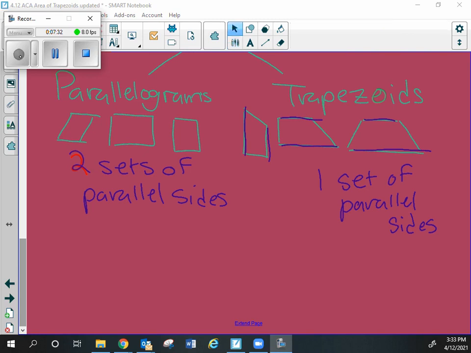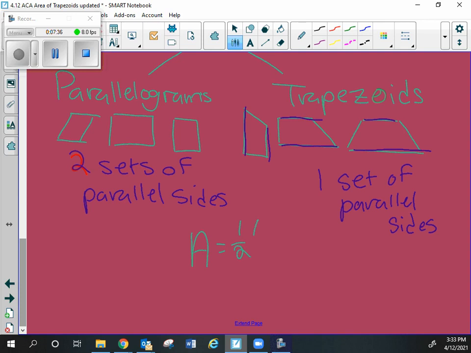A equals 1/2, in parentheses, base 1 plus base 2. Okay, that's a whole bunch of fumbles. Would that be to the power of 1? It would not be to the power of 1. That is called a subscript versus a superscript, which it's not important to know.